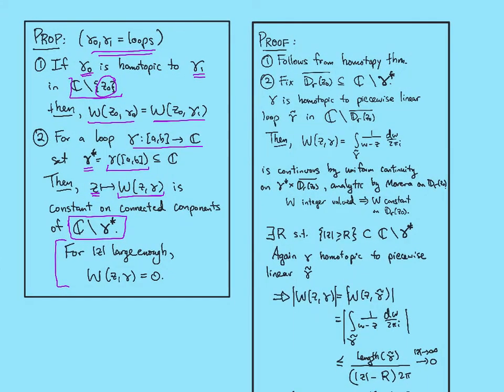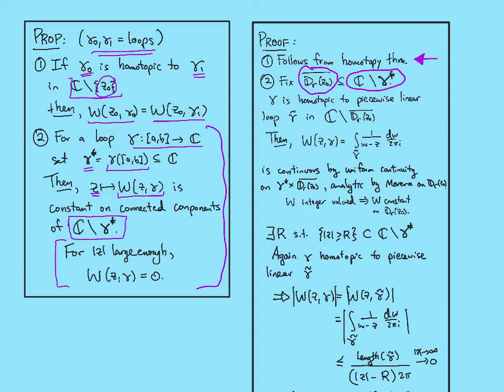I'll give kind of a complex analytic proof of the second property. The first property, again, just follows from the homotopy theorem because I have 2 line integrals with respect to homotopic curves. They give the same thing. For the second property, this requires a little bit of work. So let's fix a closed disk, inside the complement of the plane and the curve.